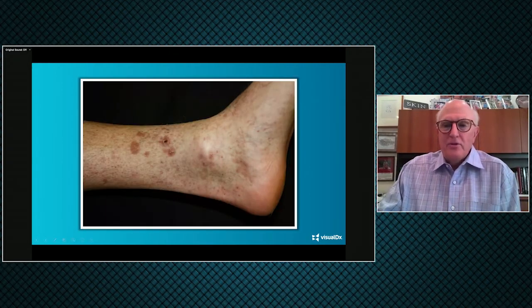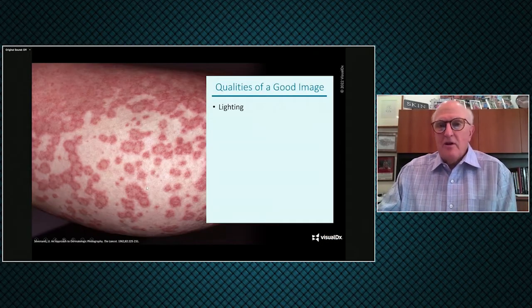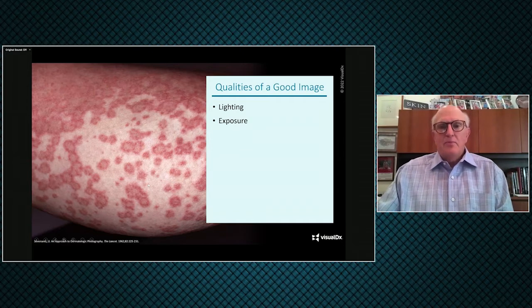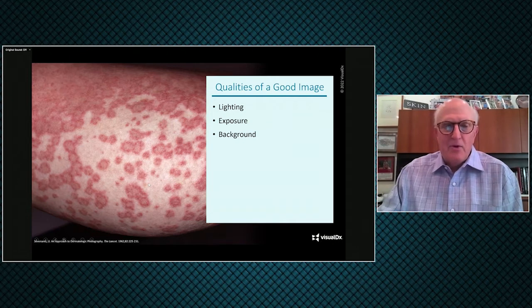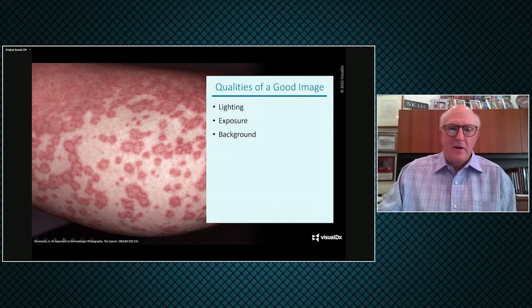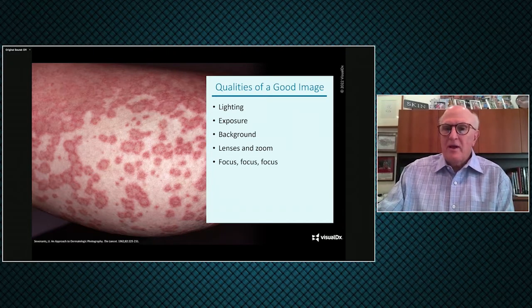Can you identify who this patient is that has vasculitis? So what are the qualities of a good image? Well, we're going to talk a little bit about lighting, about exposure, background. And I think Dr. Ken Greer already talked a little bit about how he moved to certain backgrounds. Lenses and zoom, I think Dr. Burton's going to talk a little bit about that.